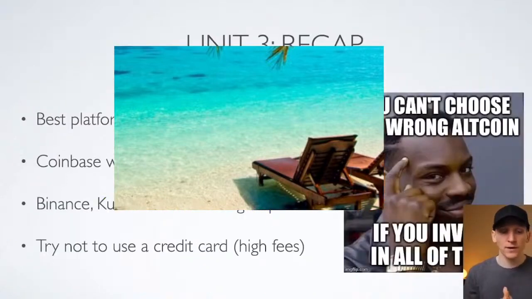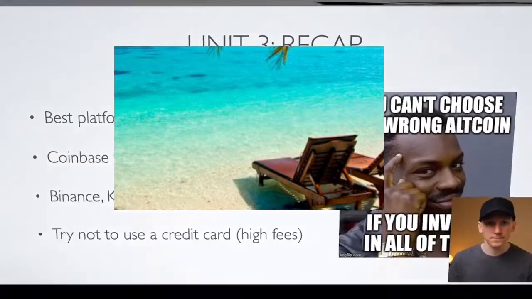So let's recap Unit 3. Just pick the best platform for you. If you want to actually trade cryptos, don't use Coinbase. It's just not that great for that. Later on in the video, I'm going to get really specific with technical analysis and how to input trades. Coinbase isn't going to help you with that. I would suggest Binance, KuCoin, or Kraken if you want the pro tools.